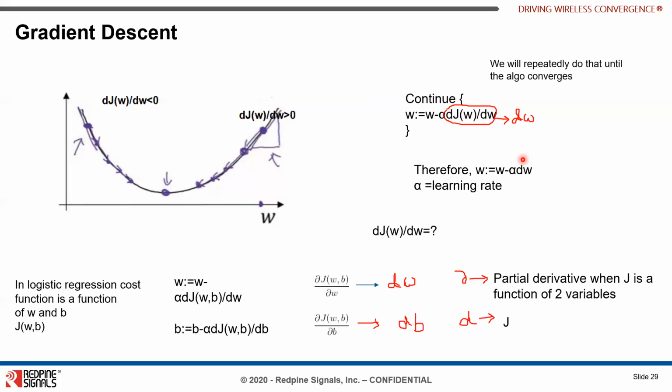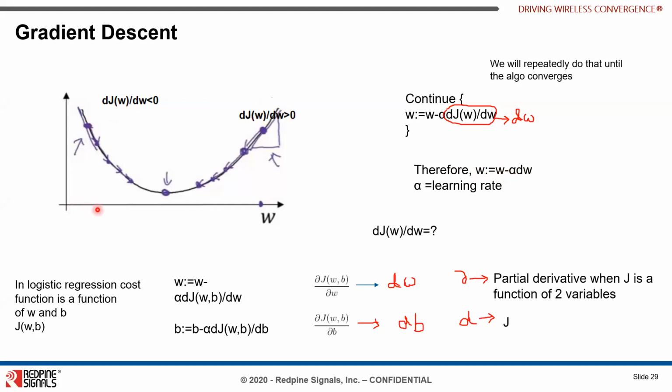So if dW is negative at this particular point, what will happen to W? It will increase. So W = W + alpha times some positive value. W equals W plus something if dW is negative. That means W will increase.